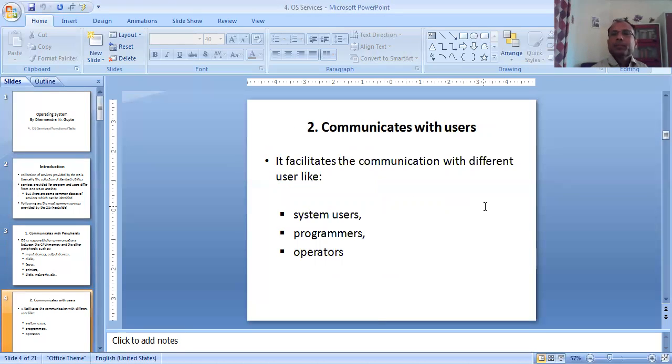Communicates with user. Operating system communicates with the different types of users existing in the computer system. Different users can be the system users, programmers, operators. That means any kind of user or any people working with the computer. It is possible by the use of operating system. If operating system is not there, so no user, no any person can communicate or work with the computer system.